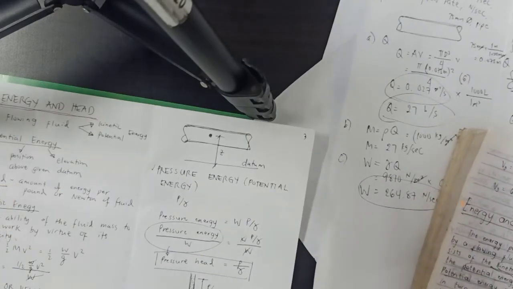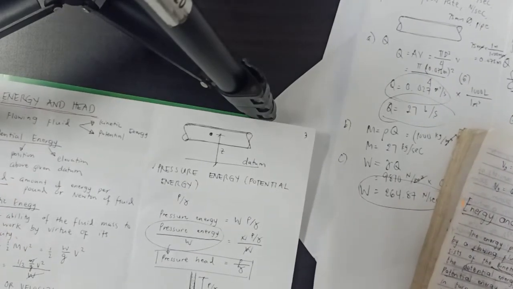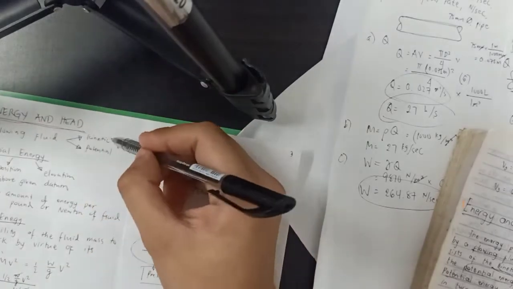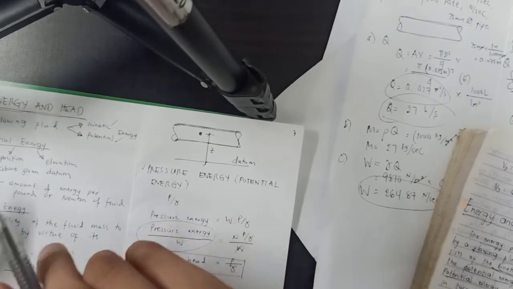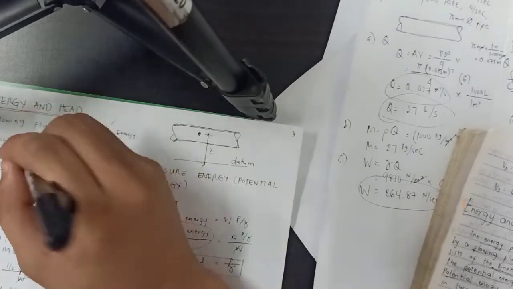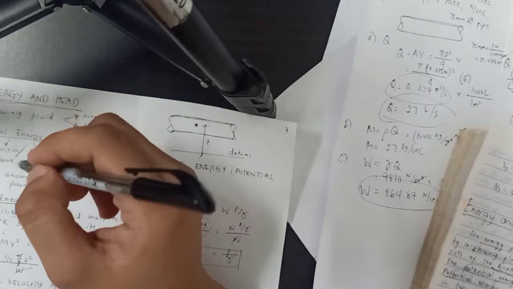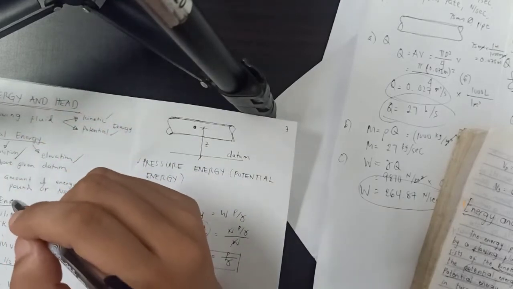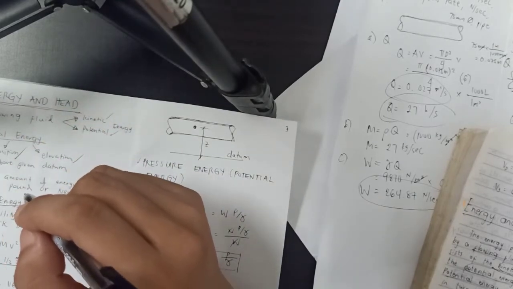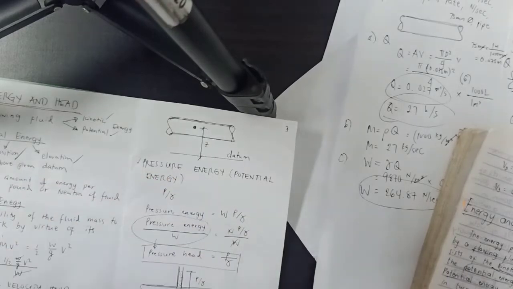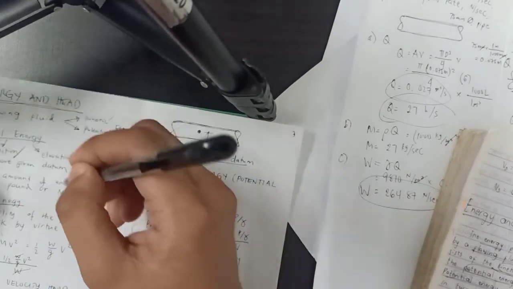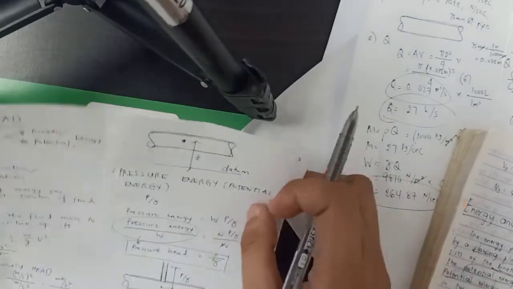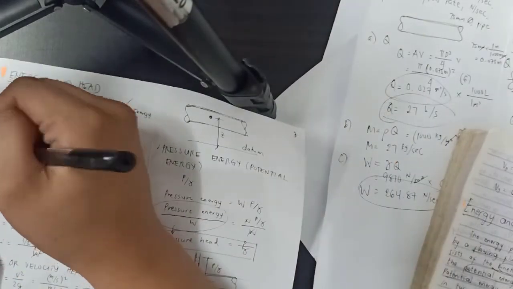The energy possessed by a flowing fluid consists of kinetic and potential energy, which may in turn be subdivided into energy due to position and elevation, so above, given here, and energy due to pressure in the fluid. The amount of energy per pound or newton of fluid is called head. So it is head.